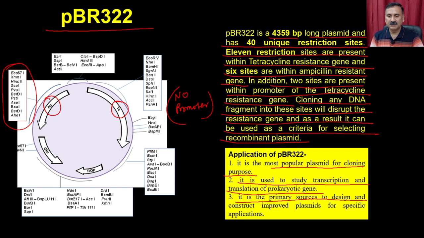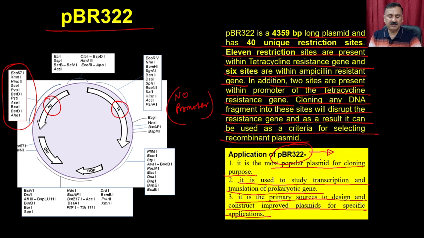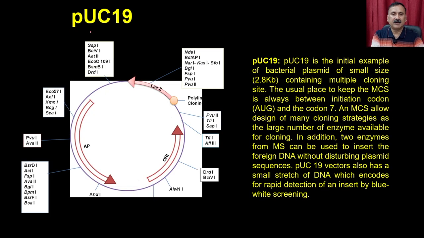It is primarily used to design and construct improved plasmids for specific applications, which means pBR322 is a basic plasmid that was very popular and very extensively used for cloning reactions, and it has also been a source for designing further advanced plasmids such as pUC19.